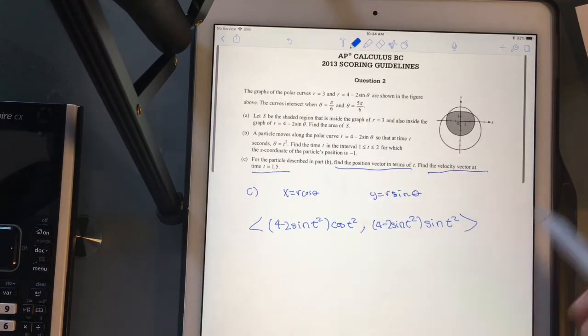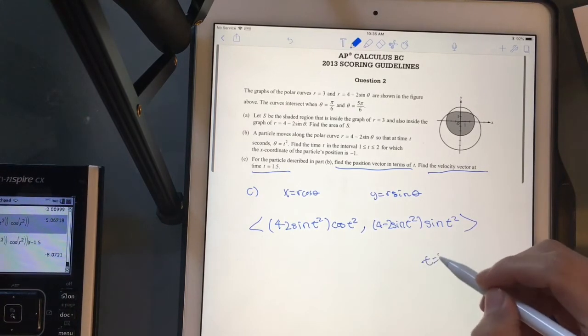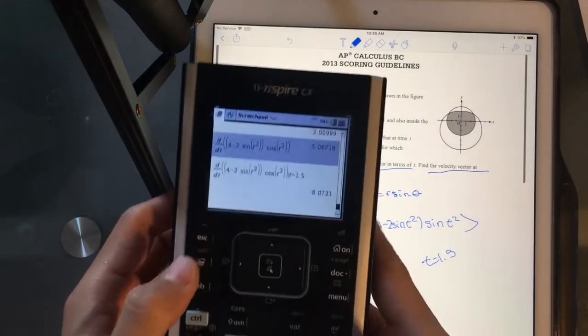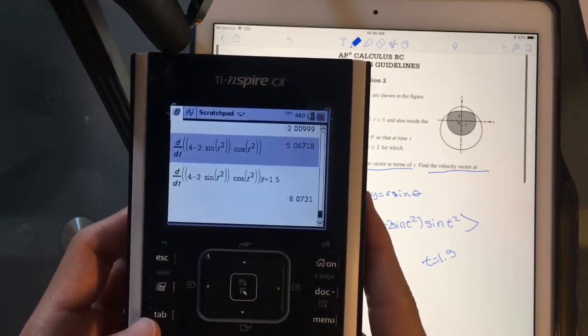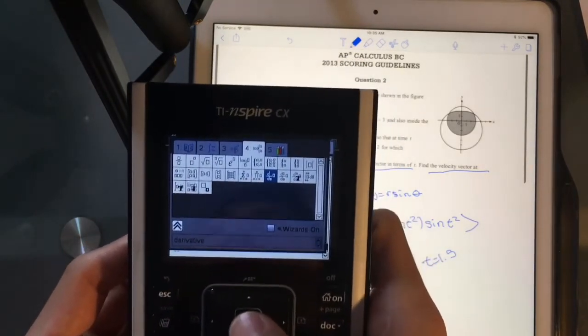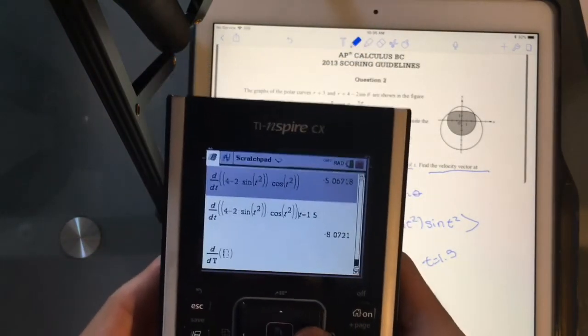Now, you might look at this and be like, okay, I gotta take the derivative of this. But since we can use our calculator, it's a way easier thing to do. Don't forget that it's done at t equals 1.5. So using our calculator, menu, for the Inspire, I couldn't find a shortcut to find the derivative function. So I just used the library and then found derivative here. Now in terms of t, remember? Now we'll plug it in.